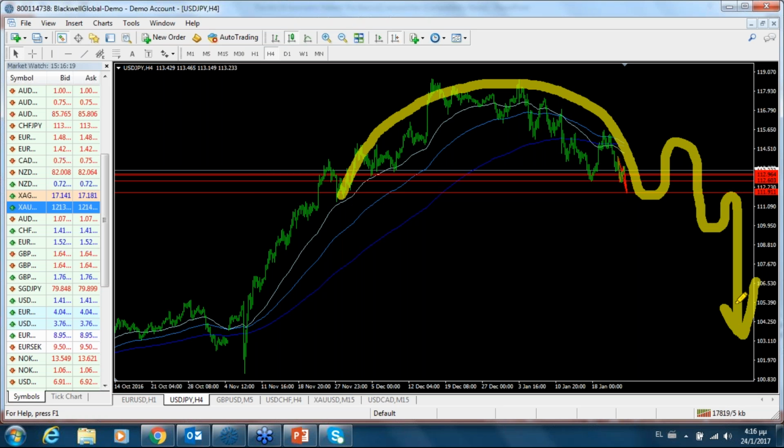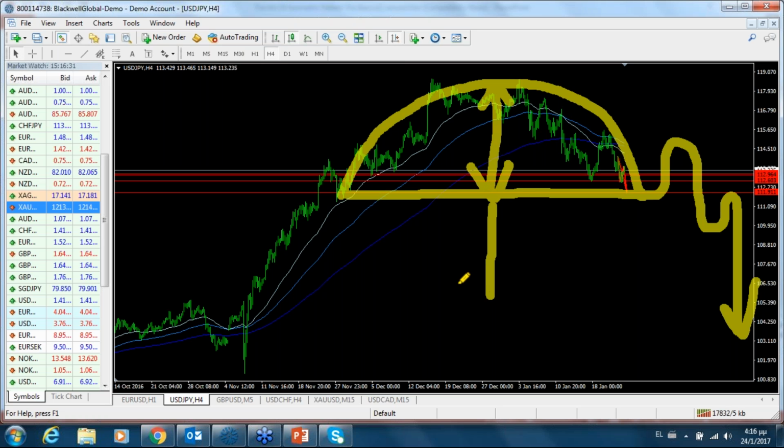Now if it does come down from this area here, this is the mouth of the cup. If it does come down, then the distance between the mouth and the bottom of the cup would be almost the same. That means after it comes down lower than 111.19, this area here, it can actually come down the same number of pips as from the mouth of the cup to the bottom.